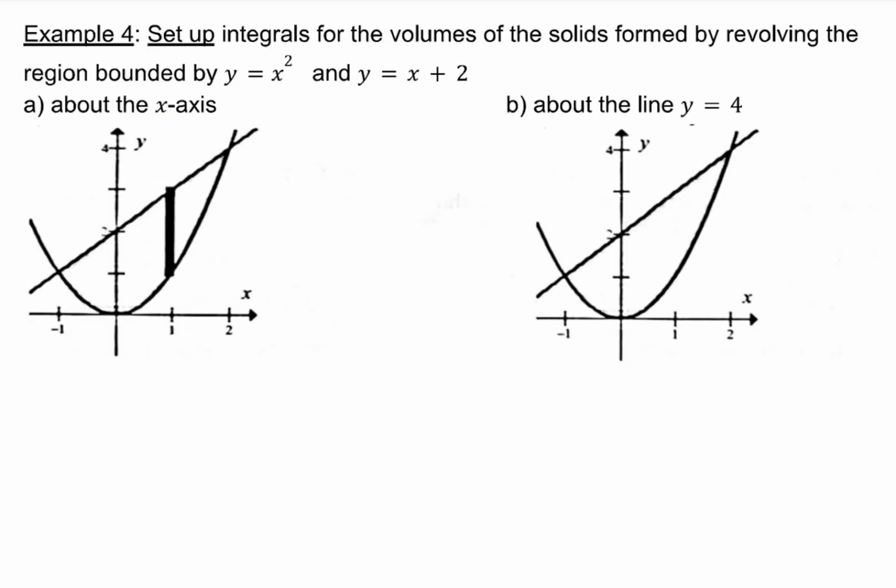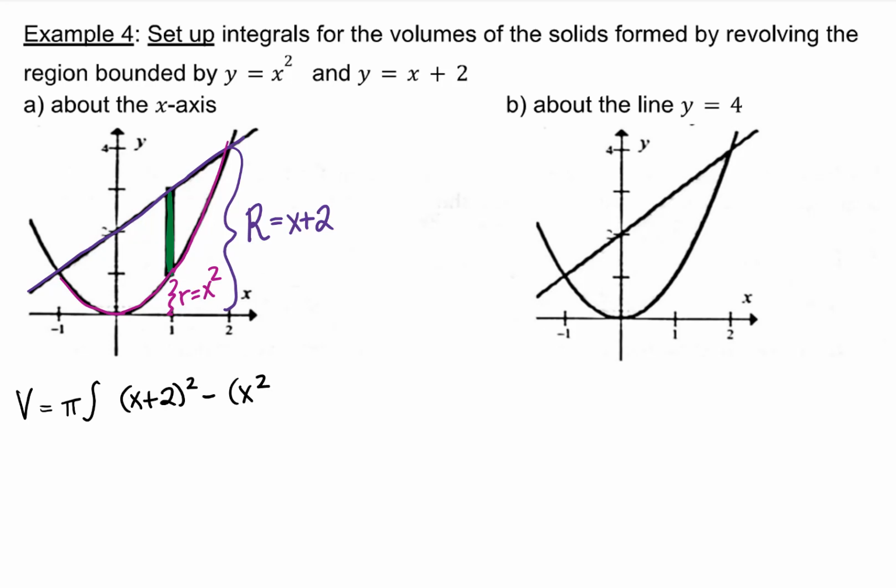For example 4, set up integrals for the volumes of the solids formed by revolving the region bounded by x squared and x plus 2. They've already drawn a representative rectangle here. It looks like big R is given as the distance from the line to the x-axis, which is x plus 2. It looks like little r is the distance between the quadratic and the x-axis, which is given by x squared. So our volume is equal to the integral from a to b of big R squared minus little r squared.